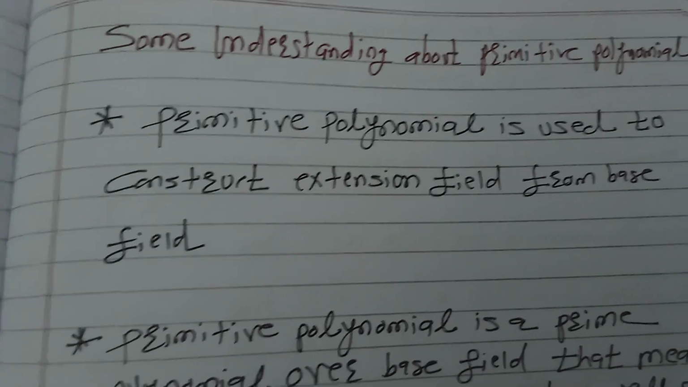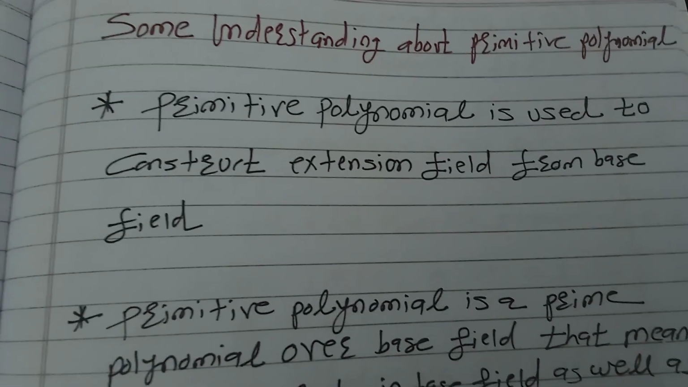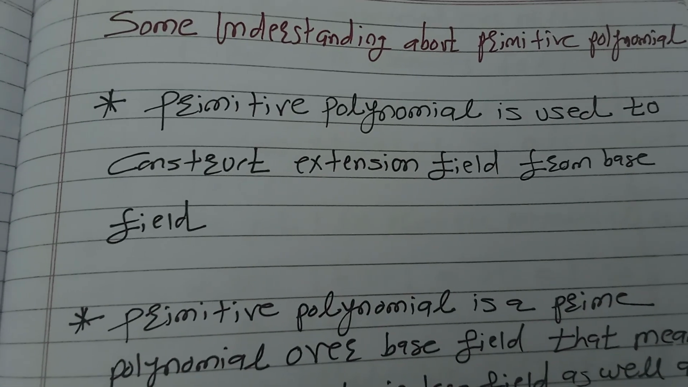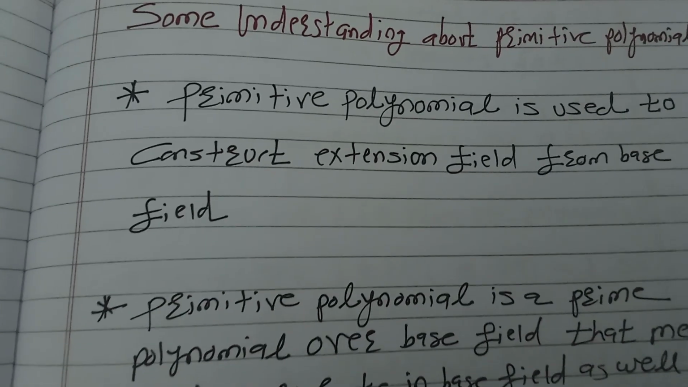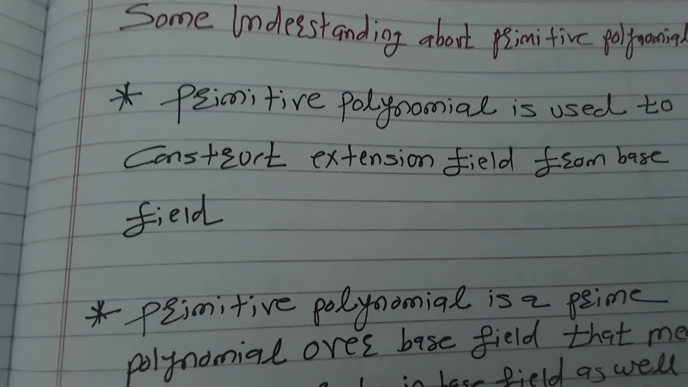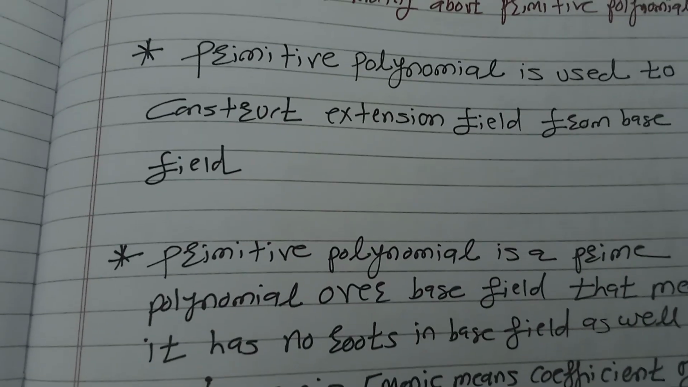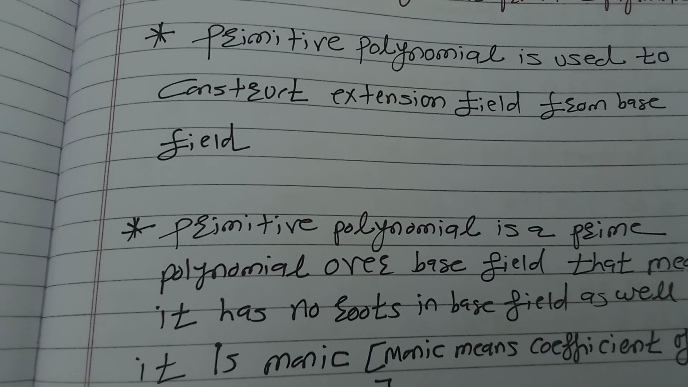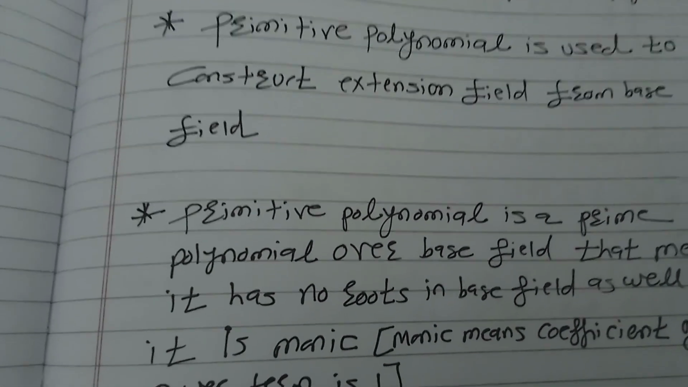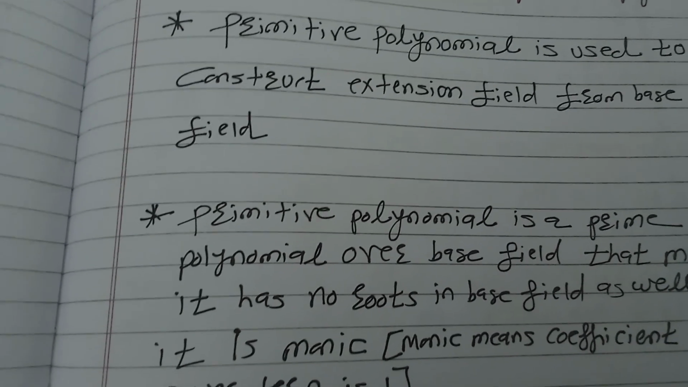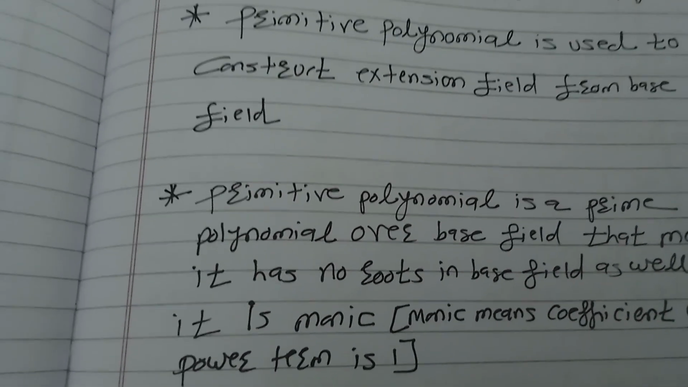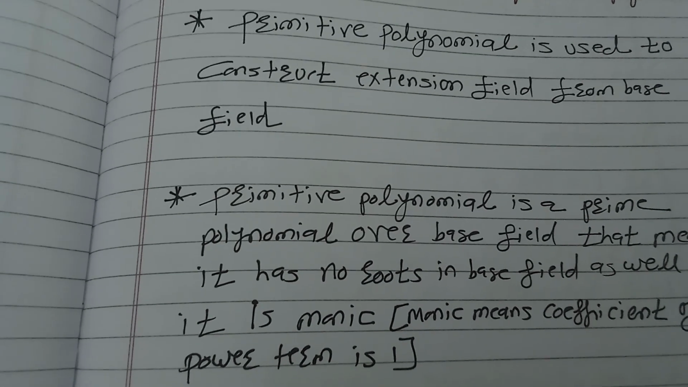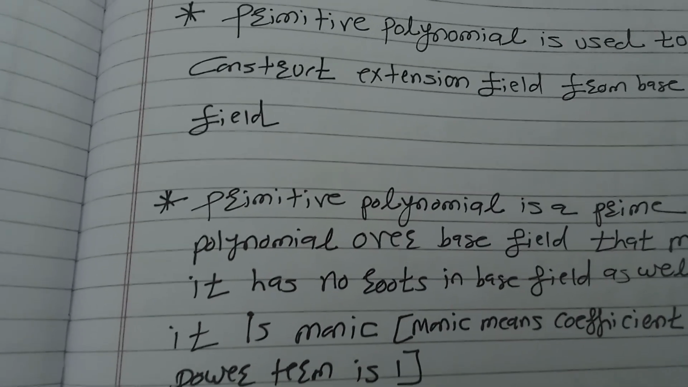Let us understand about primitive polynomial. Its first feature is that it is used to construct the extension field from the base field. Second, it is a prime polynomial over the base field. Prime means it has no roots in the base field. As well, it is monic. Monic means the coefficient of its highest power is 1.